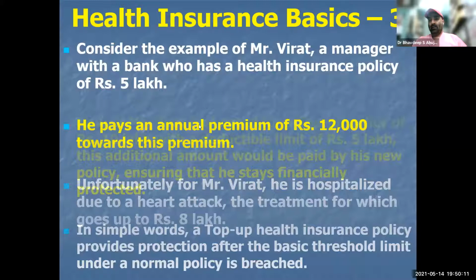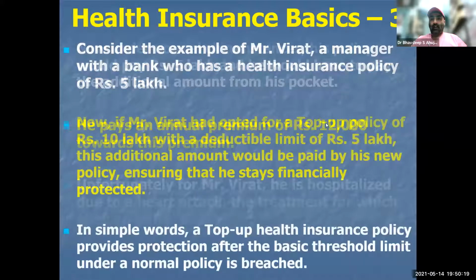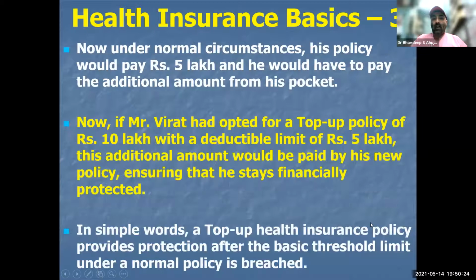But if he had a top up of 10 lakh, with a deductible of 5 lakhs, again, deductible is something which has to be chosen by you, then the additional amount would be paid by his new policy, ensuring that he remains protected. So that means even if you have a 5 plus 10 lakh cover and a deductible of 5 lakh, that means the deductible is already taken care of. You still have a 5 plus 5 cover. Your 8 lakh bill would then be handled as the top up or super top up comes into action when your basic limit is breached.